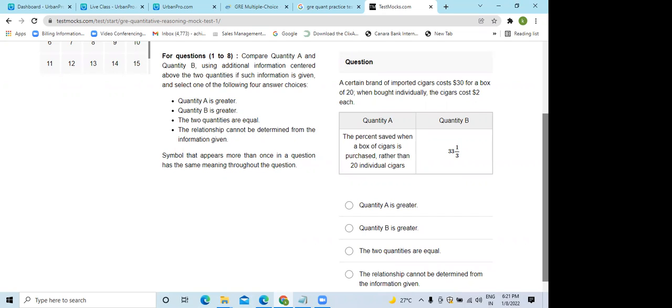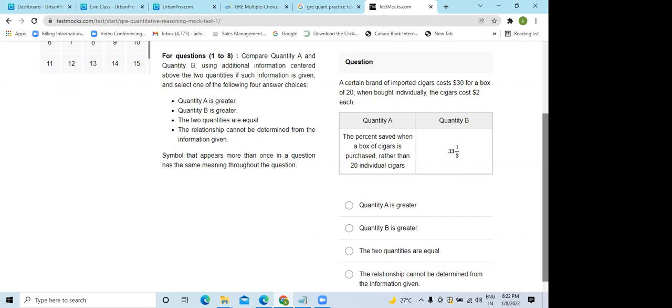A cigar is $2, so you're saving 50 cents. Am I right? Every cigar, 50 cents. Learn this technique from today: you need not even touch the paper and pencil. 0.50 divided by 200 cents, right? Convert everything into cents: 50 divided by 200, and 100 cross it out to 25. Got it?